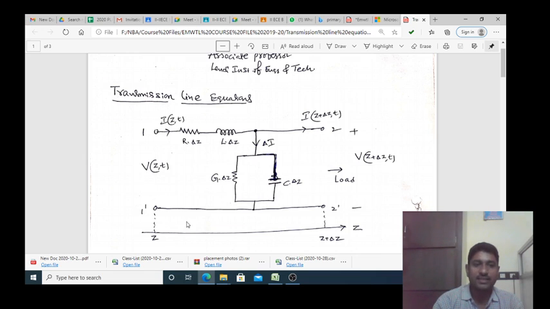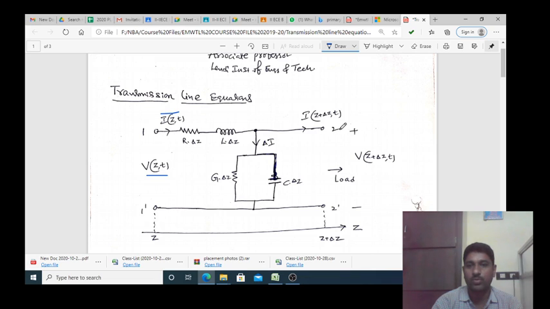Now, this is arranged in the direction of the z axis. Here, 1 dash is the input port and 2 dash is the output port. The initial voltage is V of z comma t and the initial current is I of z comma t. The wave having this voltage and current travels from the input port to the output port, that is 2 dash. You can observe here that the resistance R is multiplied with del z.